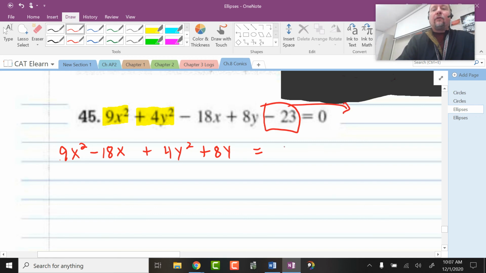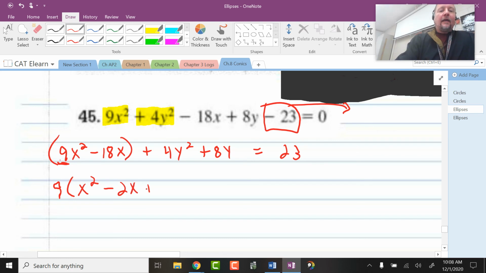Negative 23 moved over here is positive 23. I make it a big point about that because it makes me sad how many people mess that up. All right, those that are good with completing a square know that that 9 is a problem. You can't have that 9 in front of that x squared. So those that were good with completing a square know what I got to do with that 9. I got to group these two and factor out that 9, and then put a blank for completing the square.